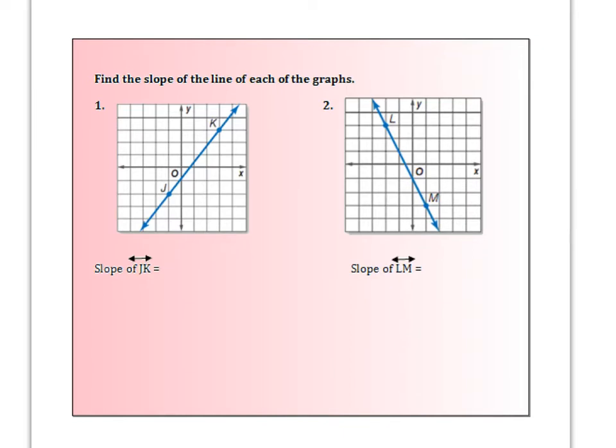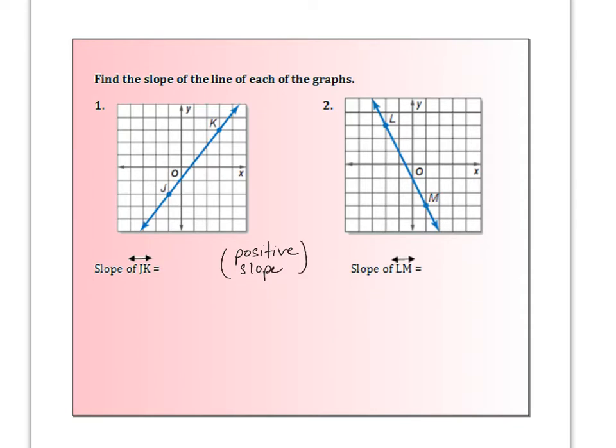Take a look at number 1. Does that have a positive slope or a negative slope? It has a positive slope. That means our answer should be a positive number. It might be a fraction, but it will be a positive number. I'm just going to put a little note here: this is a positive slope.